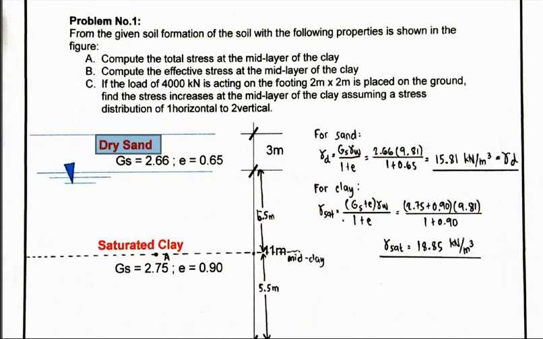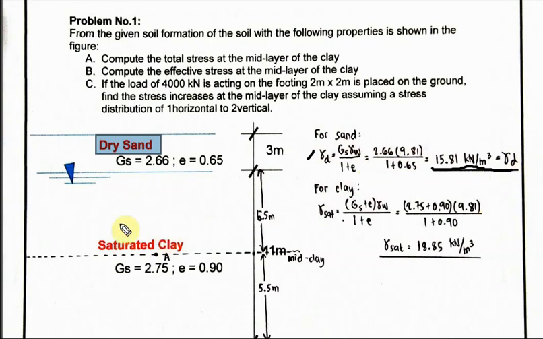So, for the dry unit weight, we use specific gravity multiplied by the unit weight of water over 1 plus e, which was from the midterm. So, 2.66 times 9.81 over 1 plus 0.65. So, that's it.